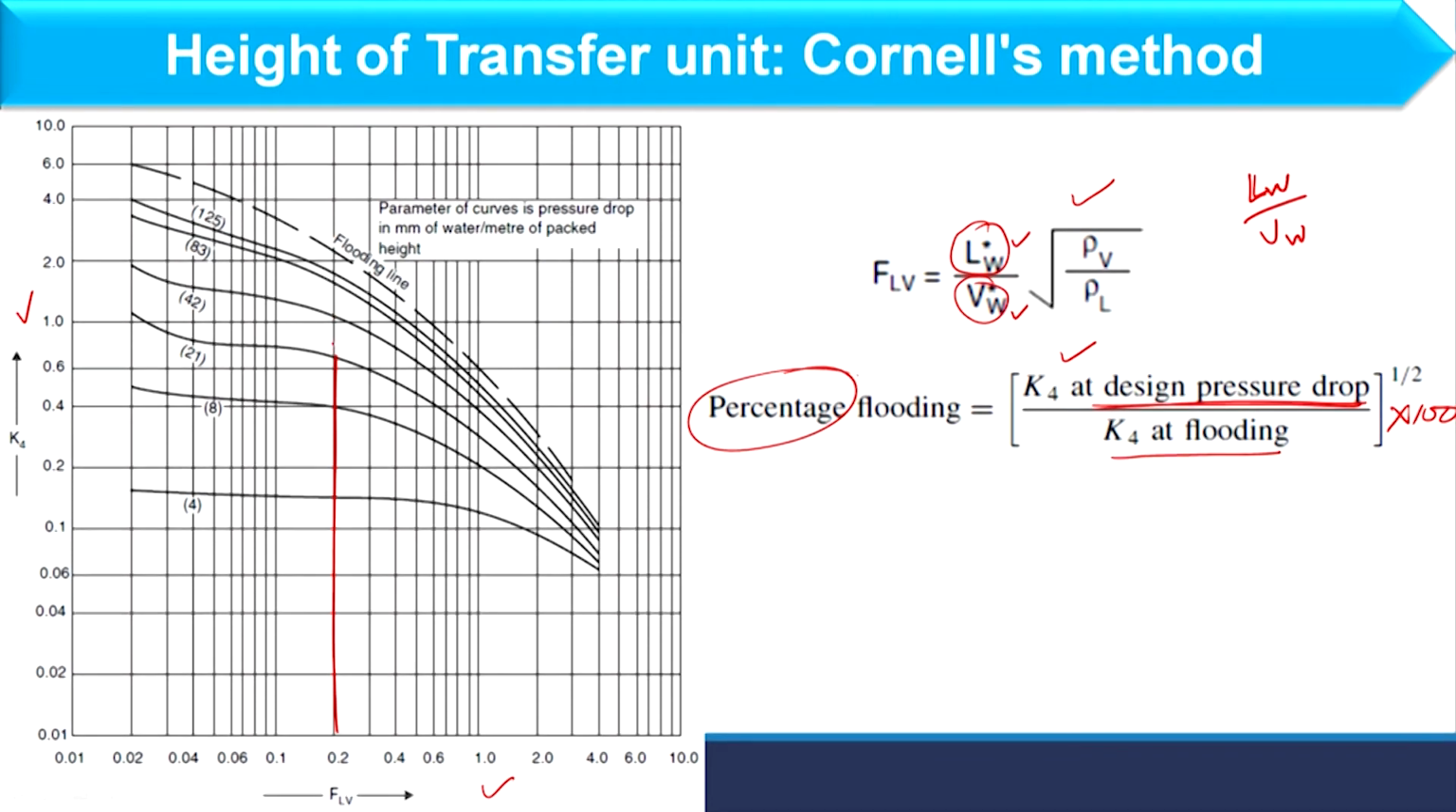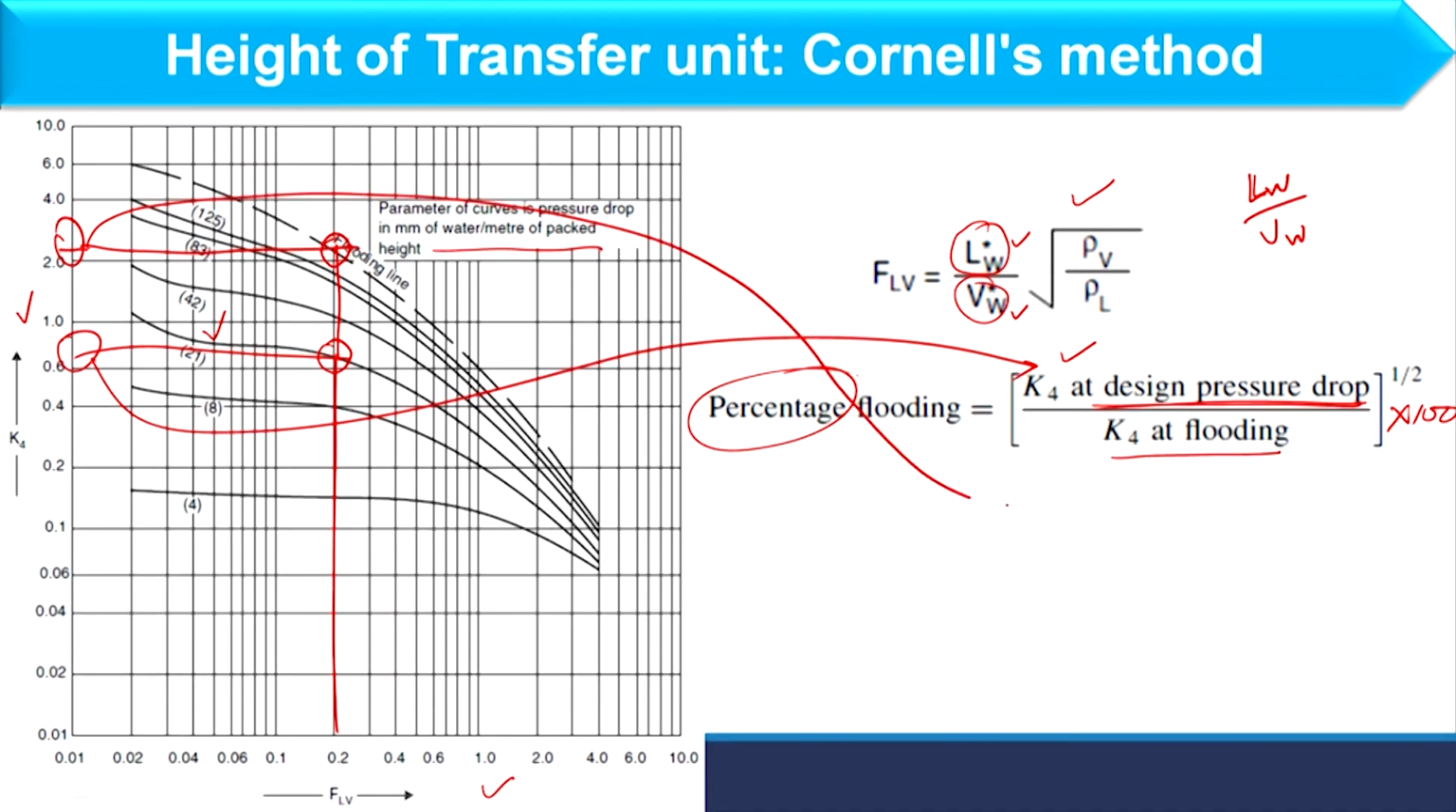known what the pressure drop in the column is. So, let us say it is 21 mm of water per meter of packed height. Accordingly, you can find out the K4 value, and this value will be corresponding to the value over here. And once I move further, we can find the K4 value at flooding condition, right. So, this value you can consider here.